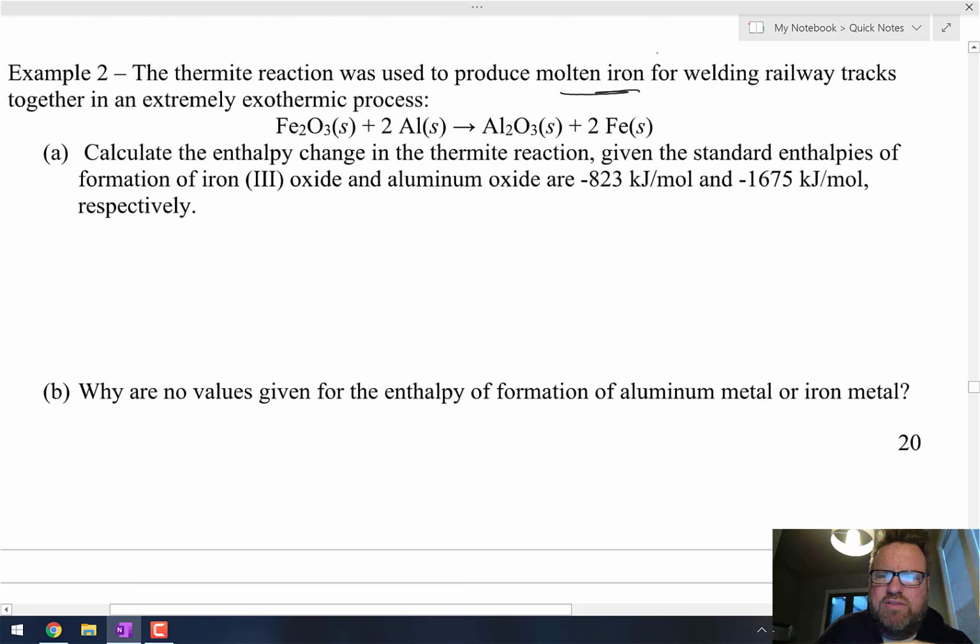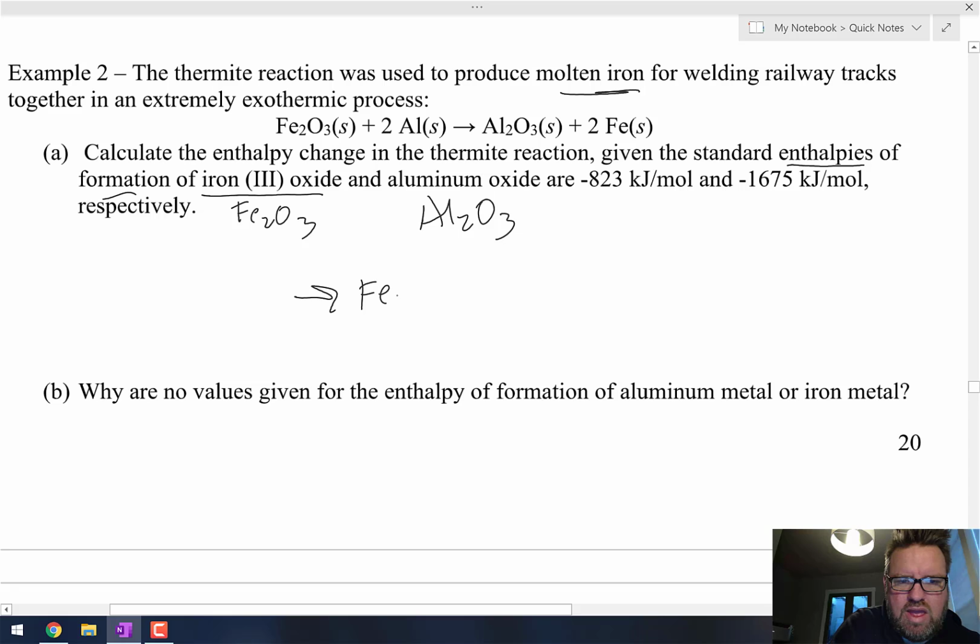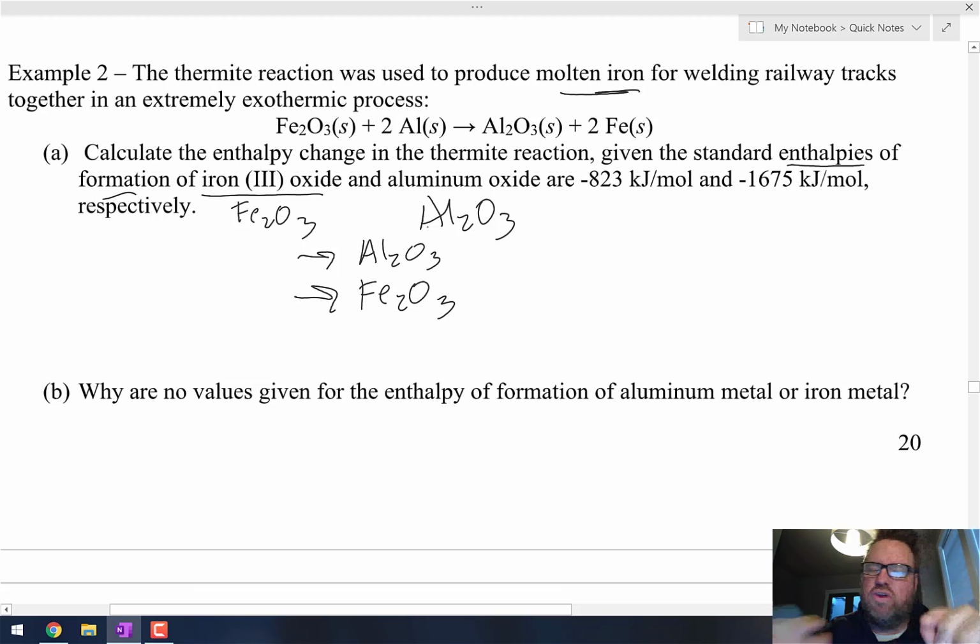Now, enthalpies of formation means that we're forming things from their what? From their elements. So, they're not giving us the equation, but they're saying enthalpies of formation of iron 3 oxide. So, iron 3 oxide is Fe2O3, and aluminum oxide is Al2O3. And we need to form those from their elements. Okay, so we need to form Fe2O3. And we need to form Al2O3. Again, because they're enthalpies. So they're kind of combining enthalpies of formation here with Hess's law.